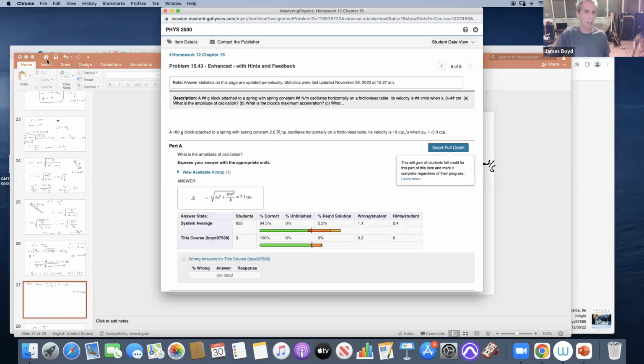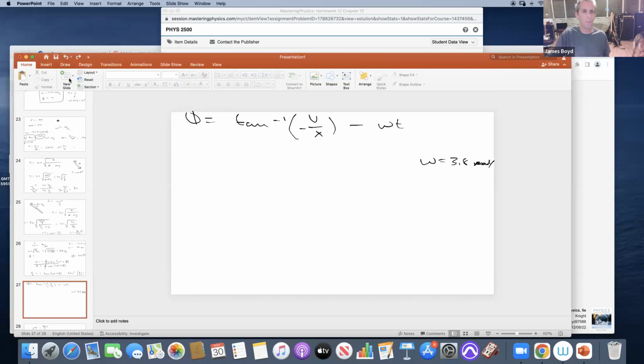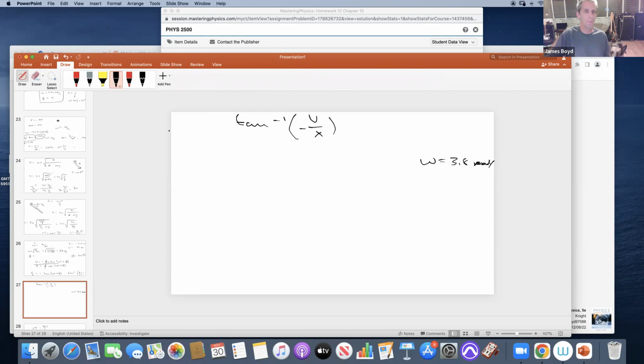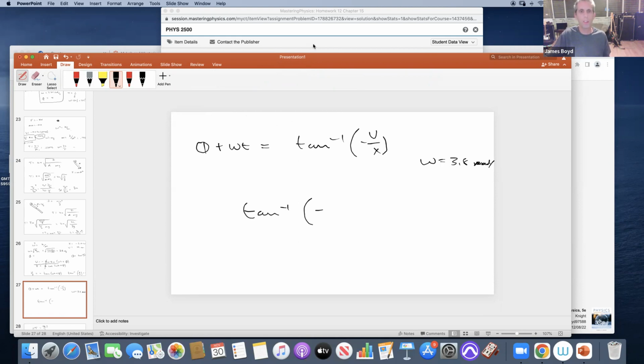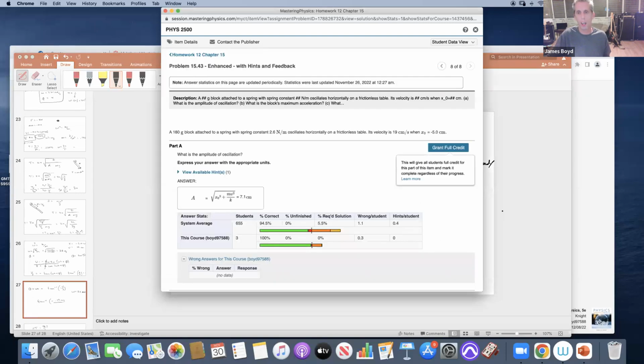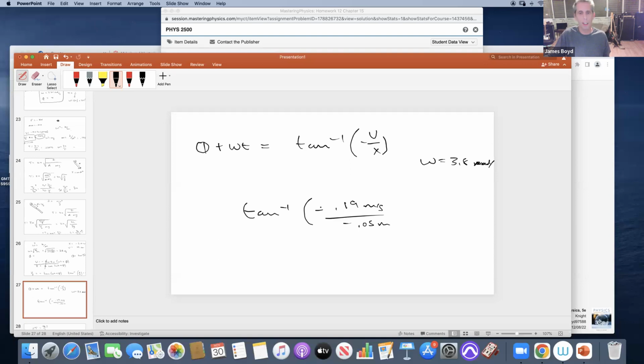Oh, I need to go back up for a second. I don't want to find phi, I want to find phi plus omega t, which is arctan of negative v over x. Arctan of negative 19 centimeters per second, which is 0.19 meters per second, over negative 0.05 meters. The negative signs cancel. Arctan of 0.19 divided by 0.05 is 1.313473. That's what this equals.